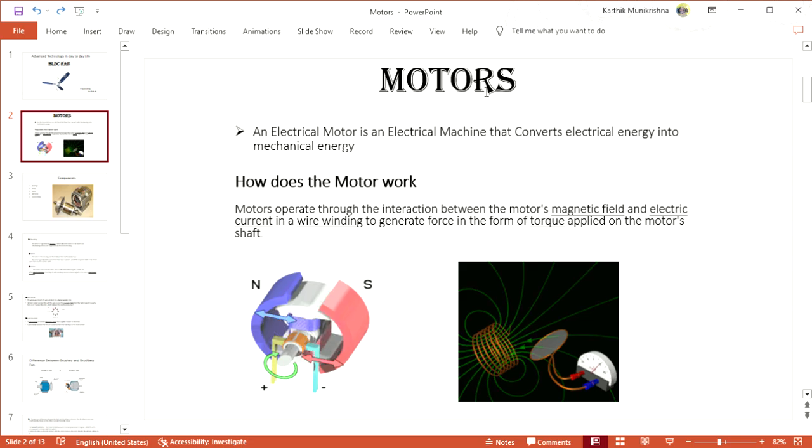So guys, if you see this animation, you will understand how the mechanical energy is produced. This is the animation which I made. This is the electric coil. This is the galvanometer, which measures the direction of flow of the magnetic field.